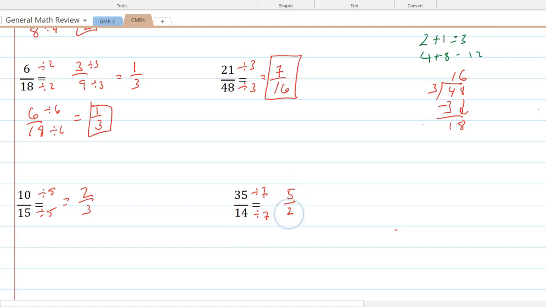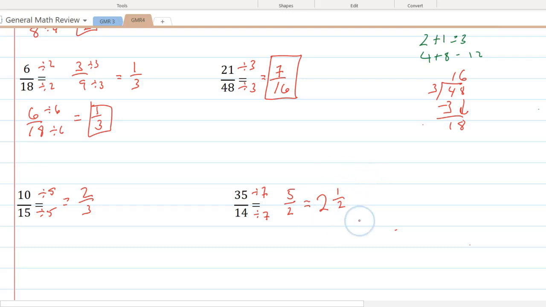Now, the bigger number is on top. Sometimes it's okay, sometimes it's not. If you're going to change that to a mixed number, then you ask yourself, 2 times what is really close to 5? Well, 2 times 2 is really close to 5. So 2 times 2 is 4. So 5 minus 4 is 1 left over.